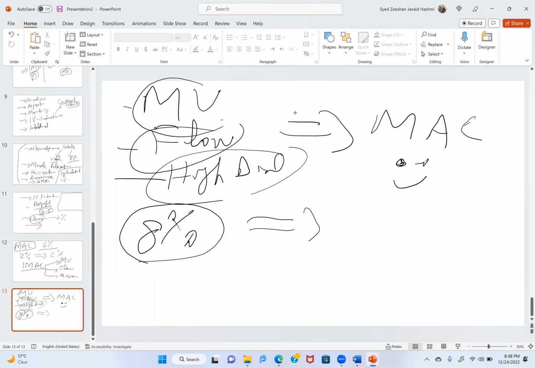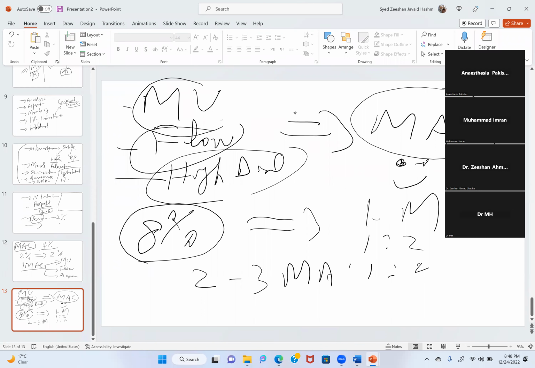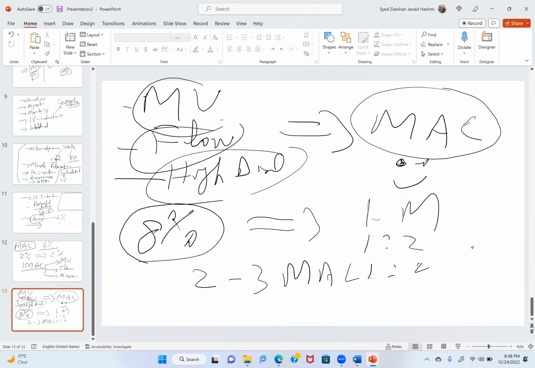not look at the dial. You should be looking at the MAC. If it is 1 MAC or 1.2 MAC or 1.5 MAC, you will look at, if you have the agent analyzer, it will be showing you. And for laryngoscopy, you need 2 to 3 MAC, which is called MAC bar.